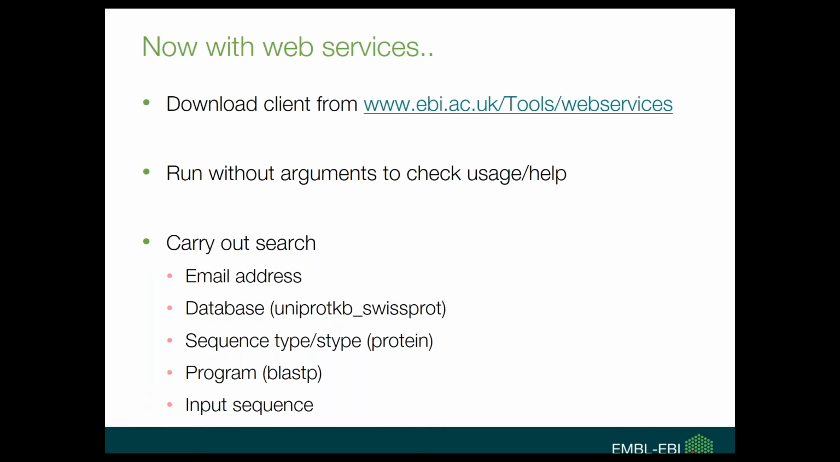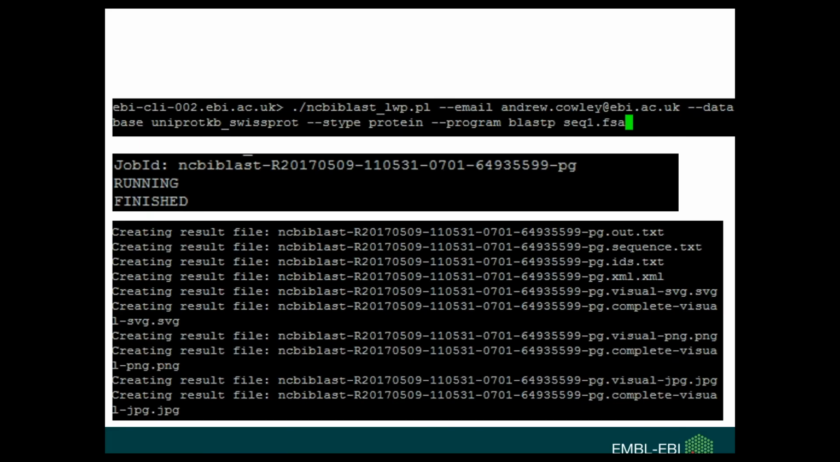There you would need to include your email address. This is quite important because we might need to contact you if something's gone wrong with the job, so it's really important that you use a real, valid email address. You need to include information about the database, just as we saw on the web form. You need to pick a sequence type, or S type, pick a program, and then finally provide the input sequence. So it's just like submitting the same kind of job on a web form, but we're going to use the command line instead. So I'm going to try that live and see how that works out.